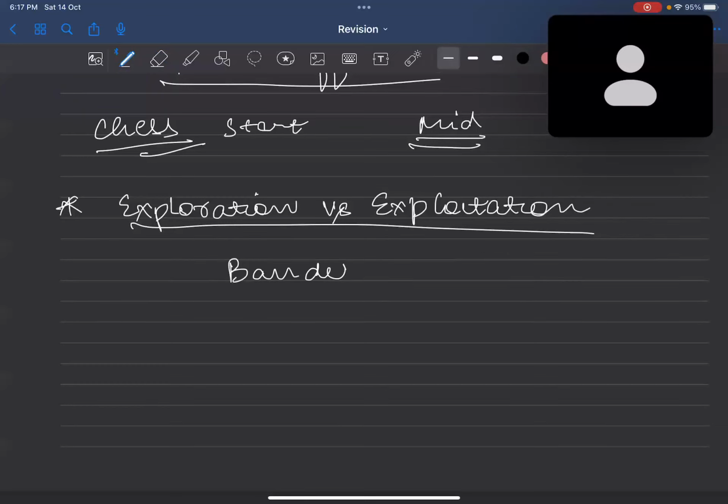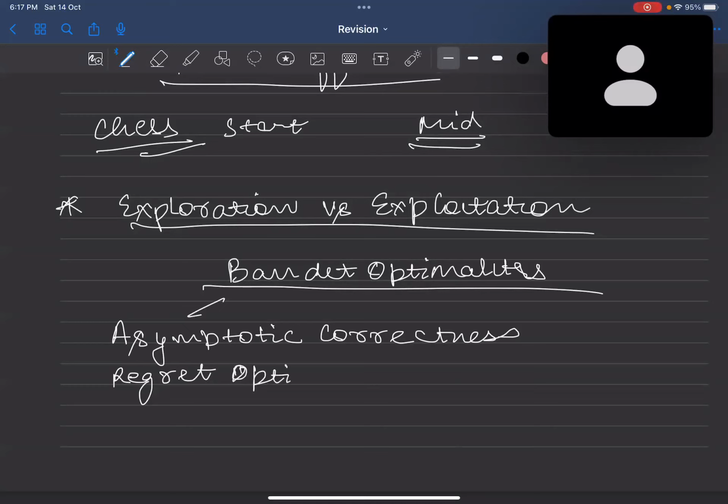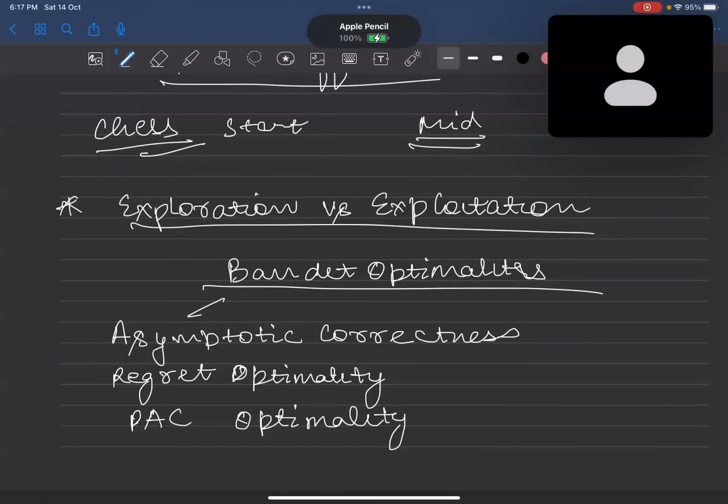Coming to bandit optimalities, we discuss some properties: asymptotic correctness, regret optimality, and PAC optimality. So can you give me a brief about all of these? Someone among you?